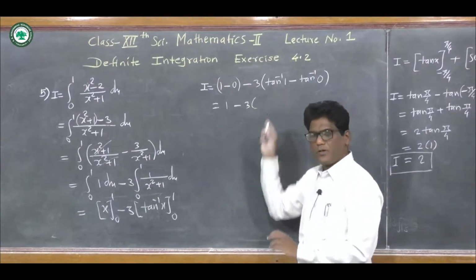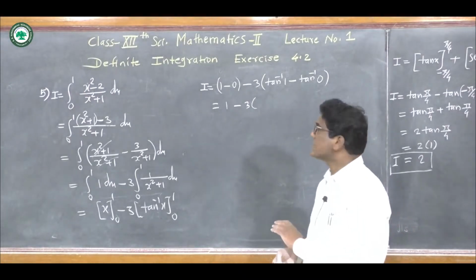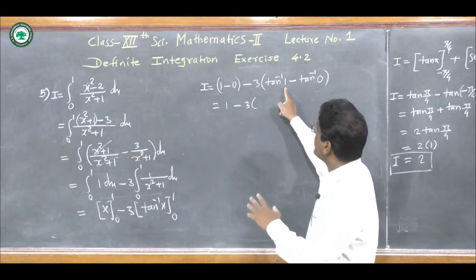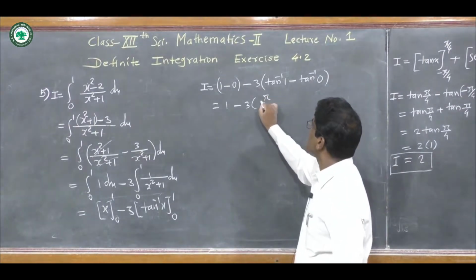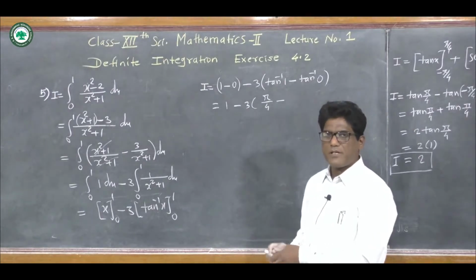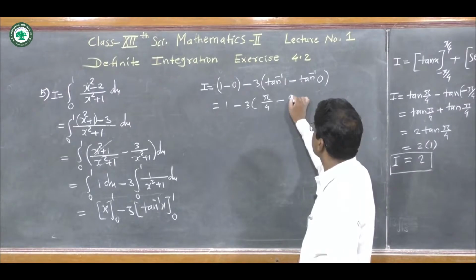1 is the value for which angle? 45 degrees. So tan of 45 is 1. So tan inverse of 1 is 45 degree. We write in radian measure, that is pi by 4. So pi by 4 minus tan inverse of 0. 0 is the value for which angle? Tan of 0 is 0. So here tan inverse of 0 is 0.